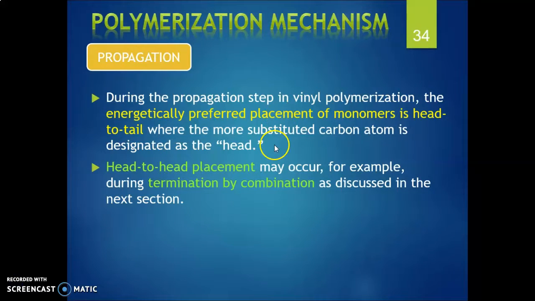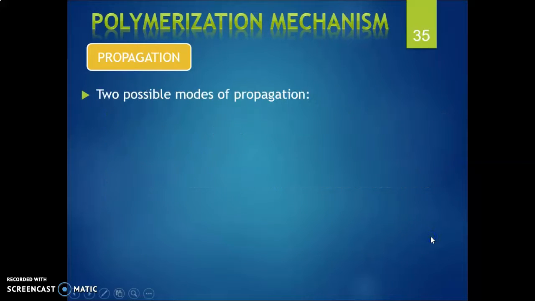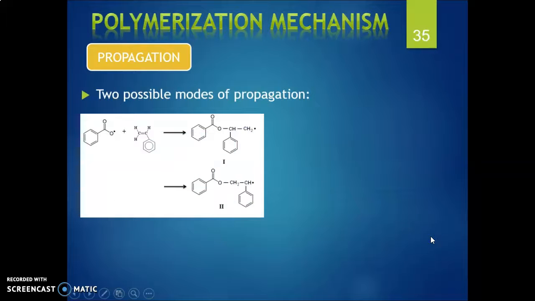Okay, kita sambung dengan slide ni. During the propagation step in vinyl polymerization, okay, monomer tend to have the placement head to tail, where the more substituted carbon atom is designated as the head. So head-to-head placement may occur, but for example, during termination by combination, okay, as we'll discuss in the next session. Okay, two possible mode of propagation. Okay, we can look at these two possible mode.